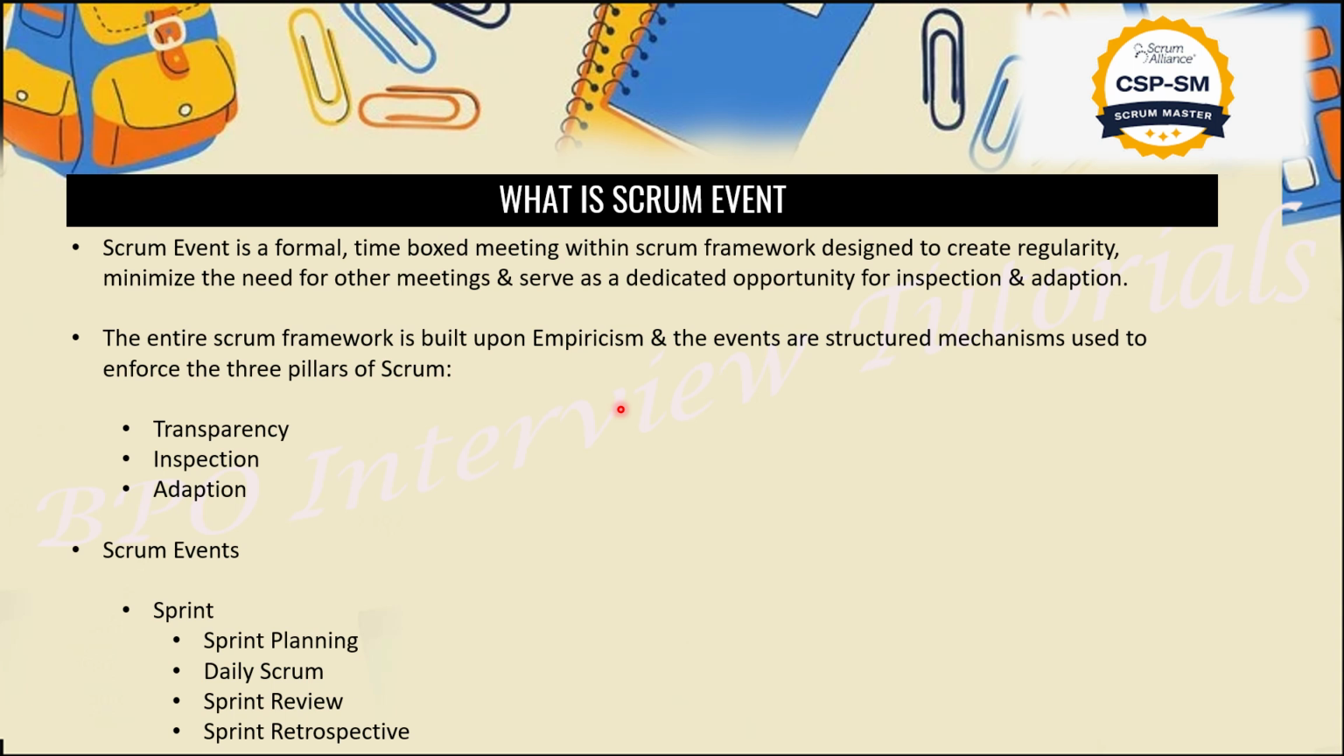To do all this, we require Scrum events, guys. The Scrum team basically follows the Scrum events, due to which they will get the exact part of the product on time, so that they can work on the second part of the product. Let's start the Scrum event definition here. They basically say that it's a formal and time-boxed meeting within the Scrum framework designed to create regularity, minimize the need for other meetings, and serve as a dedicated opportunity for inspection and adaptation.